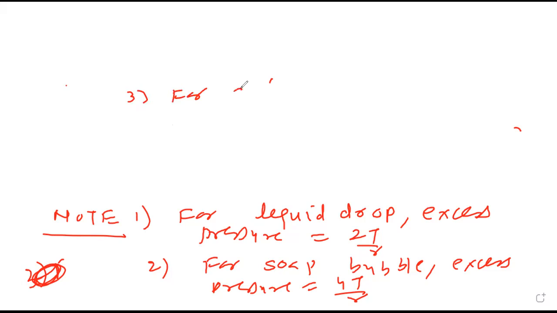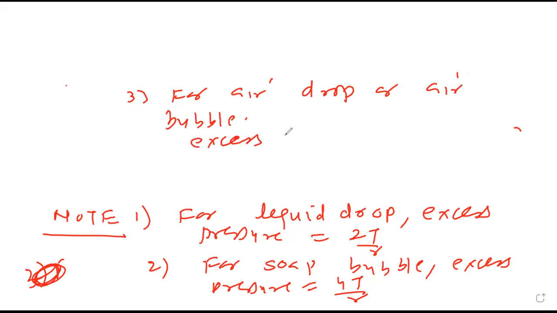For air drop or air bubble, excess pressure equals 2T by R.